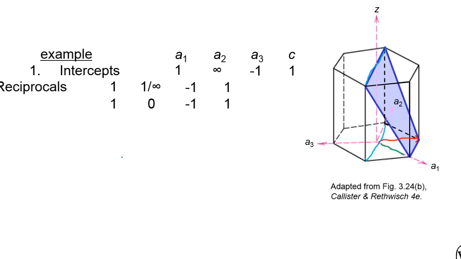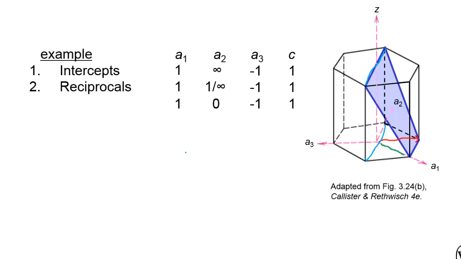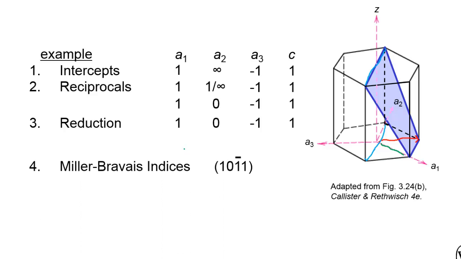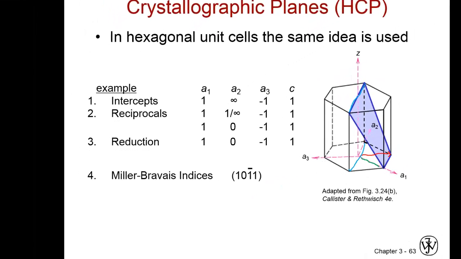Okay, from these intercepts we get the reciprocals, as we've already gone through, fairly straightforward. We simplify, also straightforward, and then we put them in the Miller-Bravais parentheses. Using the 4 indices of the Miller-Bravais system helps to more consistently label these types of planes and directions, and it's very helpful and descriptive of these directions and planes.